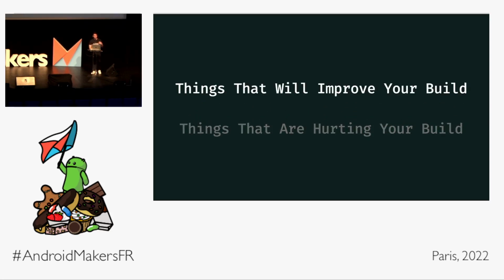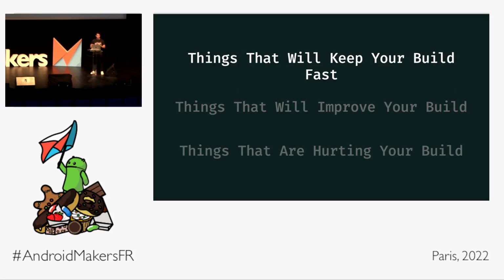Next are going to be things that will improve your build. These are things that are not necessarily wrong to not do, but things that would definitely help. And some of these are going to be more involved than others to try to implement. And the last thing is going to be things that will keep your build fast. And this is longer-term investments, tooling, telemetry, et cetera, that you can basically come to rely on to make sure that your build quality doesn't regress over time.